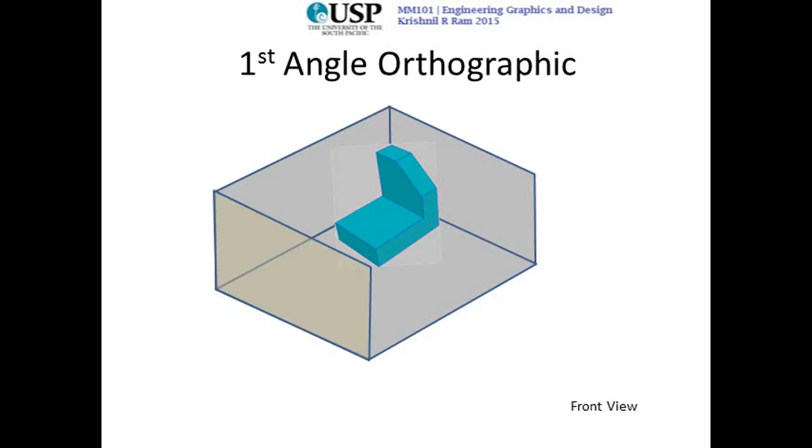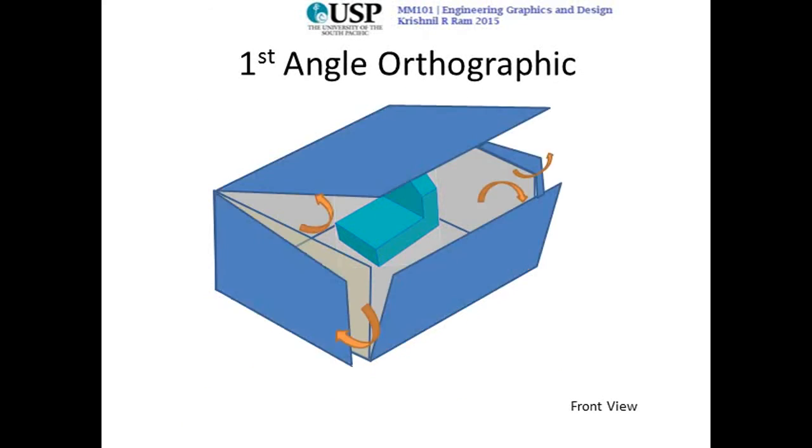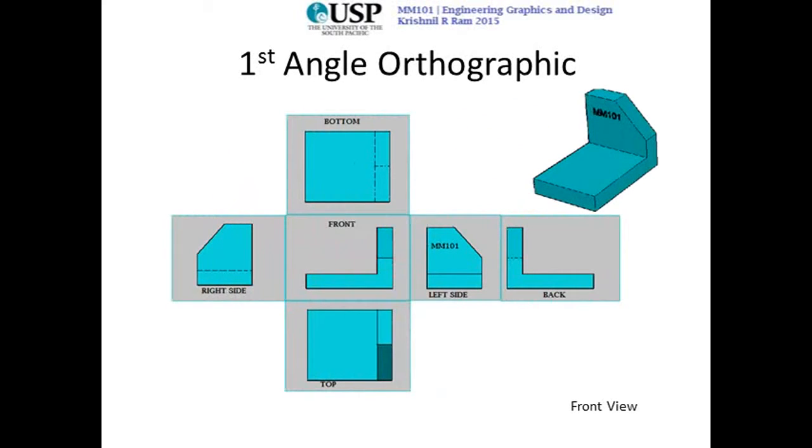So if I was to fold this box up, the horizontal plane folds clockwise, and you will get something like this. So you have the front view, the bottom view goes on top actually, and then you have the front view sitting on top of the top view. So the top view is not in the actual place. In fact, in the first angle orthographic projection, all the views change places.